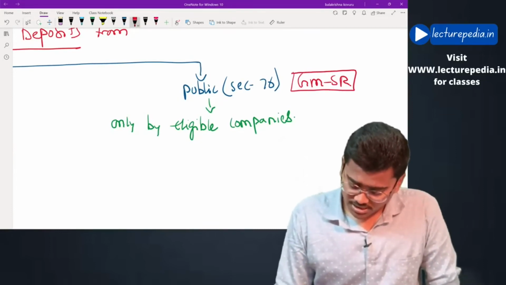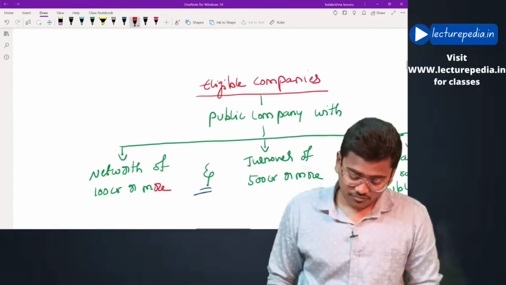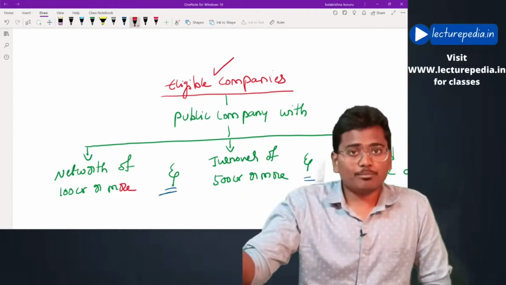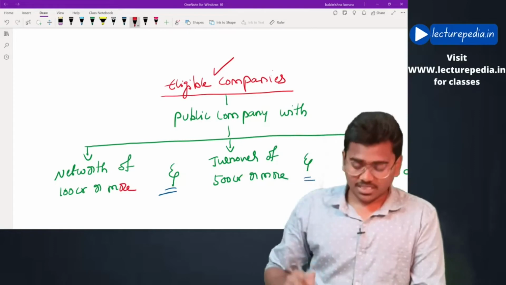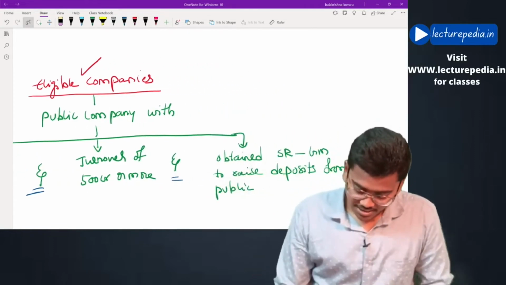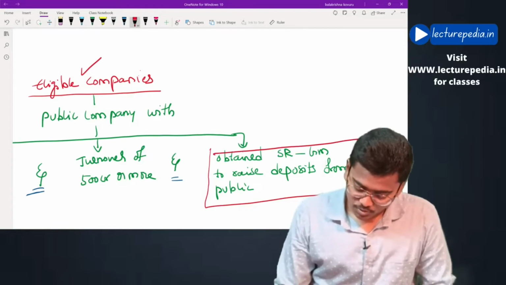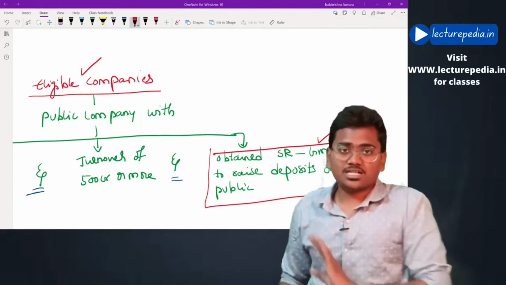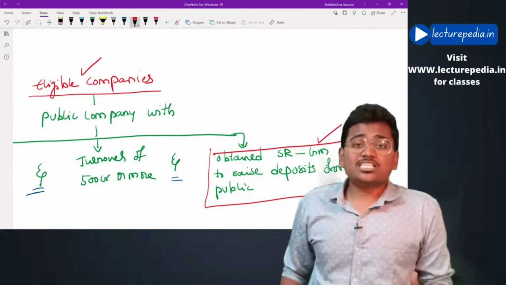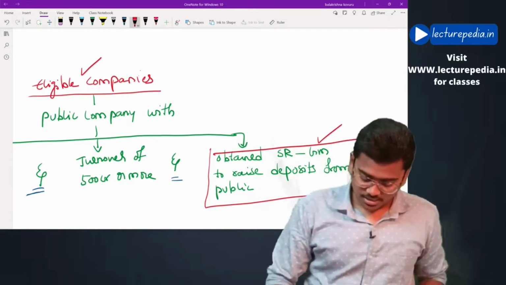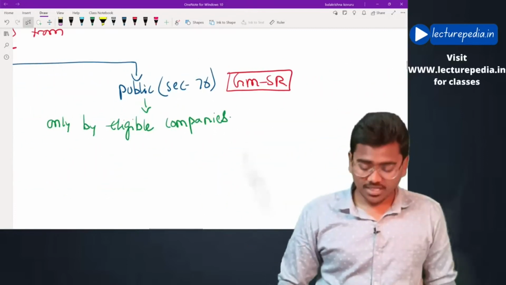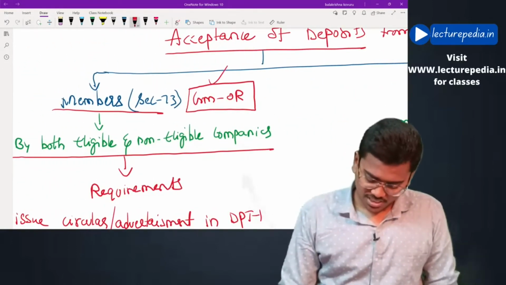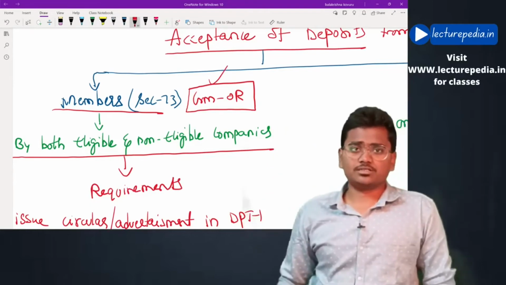Why special resolution? Because if you see the definition of eligible companies, only eligible companies can raise deposits from public, and one of the conditions of an eligible company is that it needs to obtain a special resolution in the general meeting. Only if it obtains a general meeting special resolution will it be an eligible company to raise deposits from public. Thereby, to raise deposits from public, a general meeting special resolution is required, and to raise deposits from members, a general meeting ordinary resolution is sufficient. Hope this is clear.